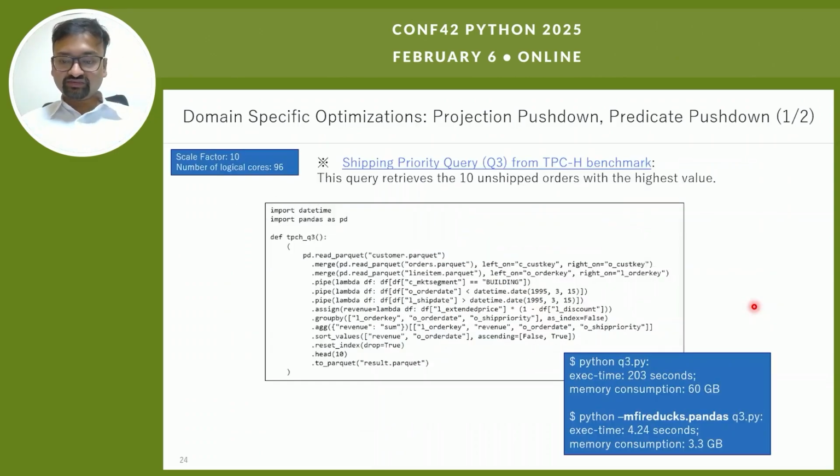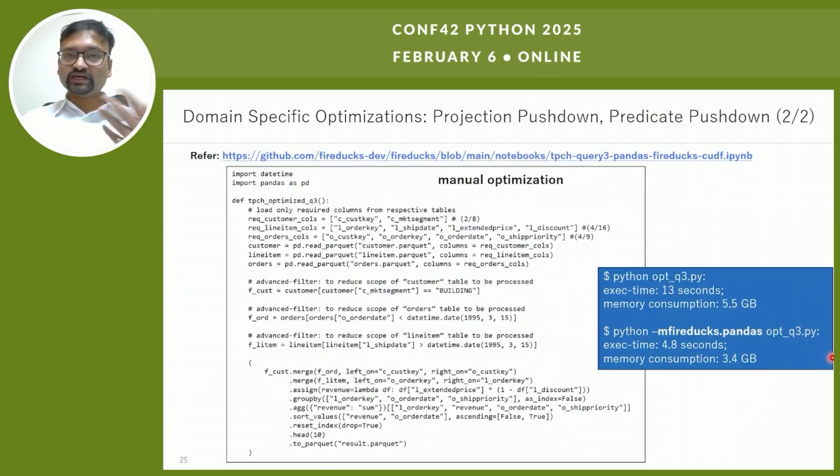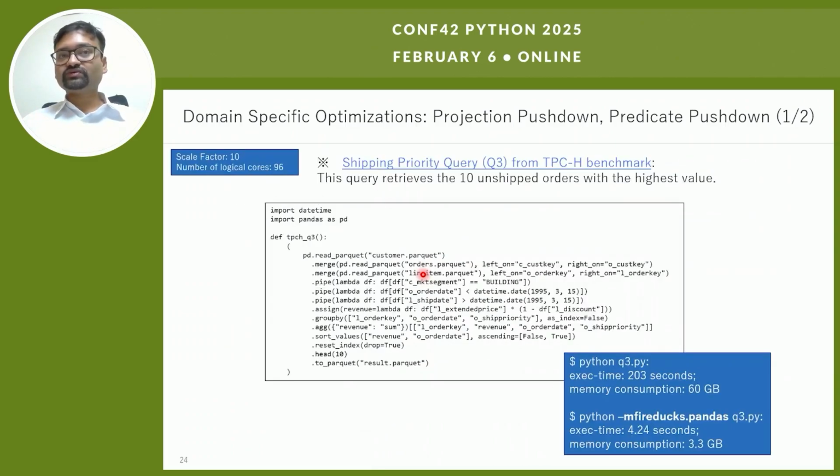But when you see FireDucks, even though you try Q3 and optimized Q3, whether manual optimization is present or absent doesn't matter. It can execute with the same speed and with the same memory, because if you do the manual optimization, fair enough. When you cannot do it, FireDucks can do it for you. So you can rely on FireDucks for such optimization definitely.